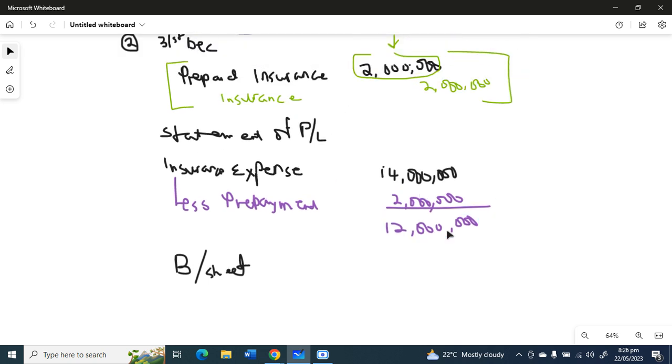This 12 million is the insurance expense for the year. As you can see, insurance expense less prepayment is 12 million. Or if you wanted, you can say insurance expense, then put in brackets 14 million minus 2 million, 12 million. There are different ways you can show that.